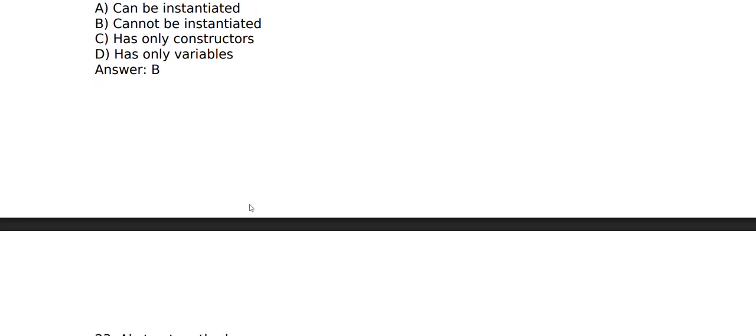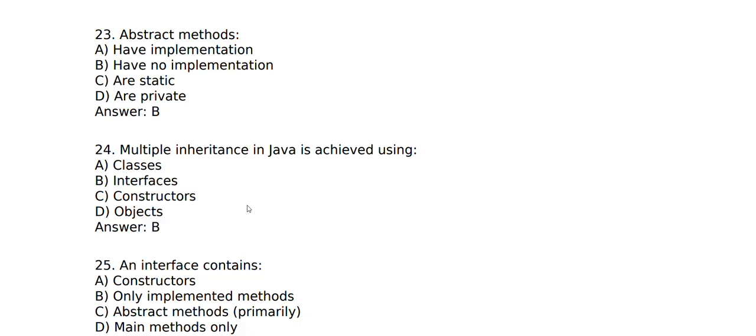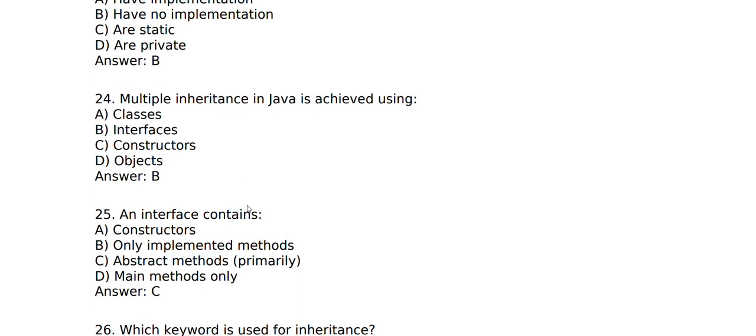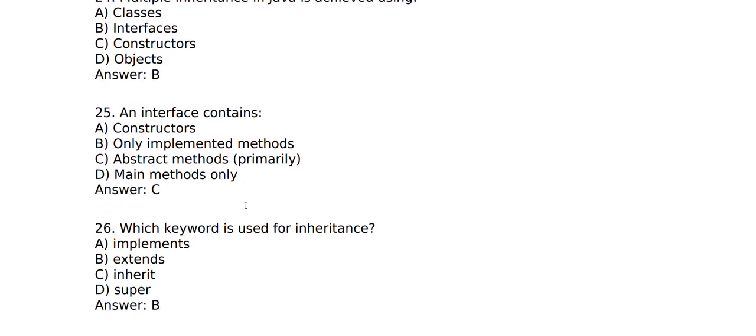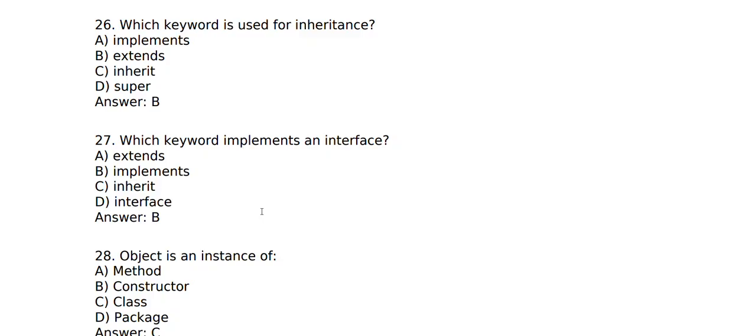cannot be instantiated. An abstract method has no implementation. Okay, multiple inheritance in Java is achieved using interfaces. An interface contains abstract methods primarily. And which keyword is used for inheritance? That is extends. Which keyword implements an interface? Implements, as object is an instance of class.